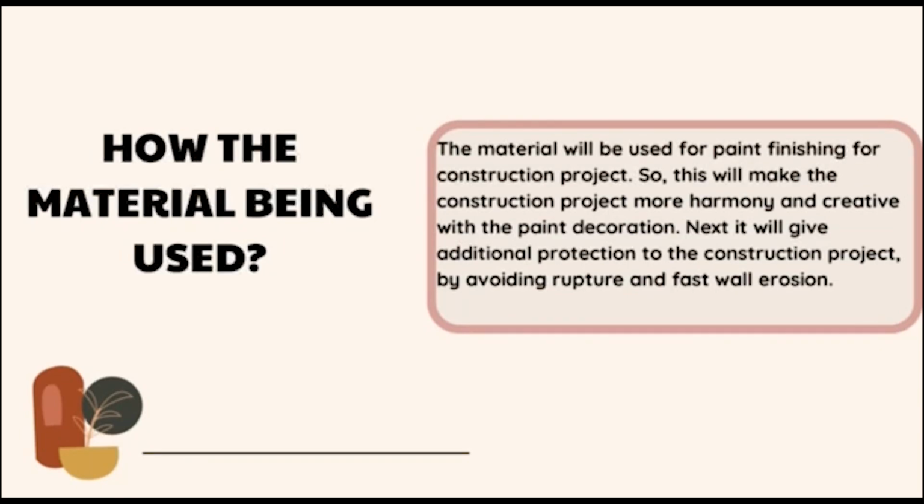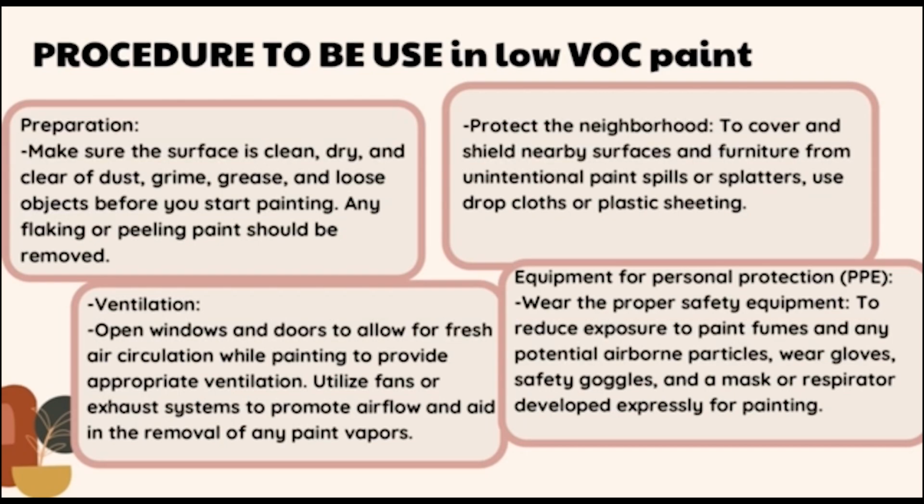So next we will continue to how the material, which is low VOC paint, is being used. The material will be used for paint finishing for construction projects. So this will make the construction project more harmonious and creative with the paint decoration. Next, it will give additional protection to the construction project by avoiding rupture and fast wall erosion. In other words, it will protect the construction project entirely.